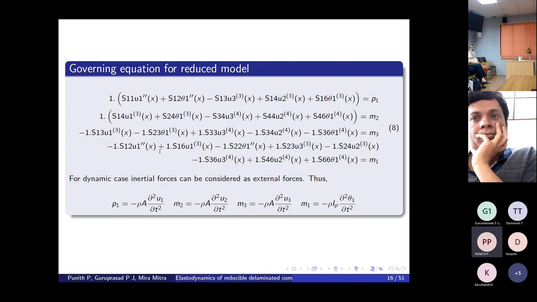So once we have the equivalent one-dimensional beam, we can again use a variational approach to get the governing differential equations for the beam. Equation number 8 are the governing differential equations for any general beam for a 1D equivalent structure. Here P1, M1, M2 are the distributed forces, which would assume either dynamic loads or static loads depending on the analysis that we perform.